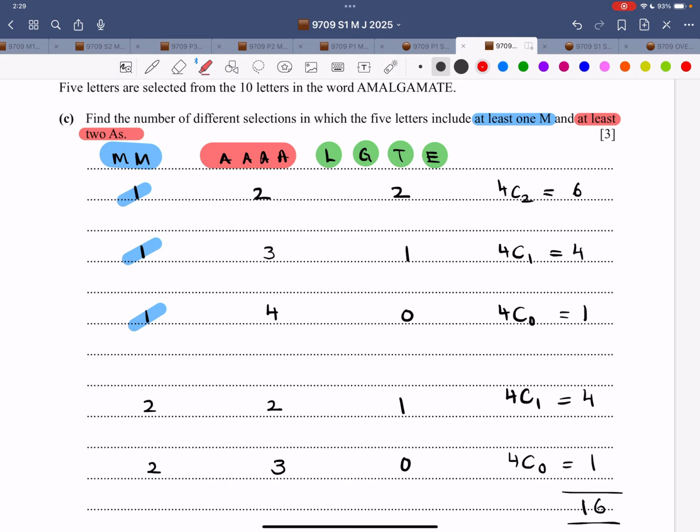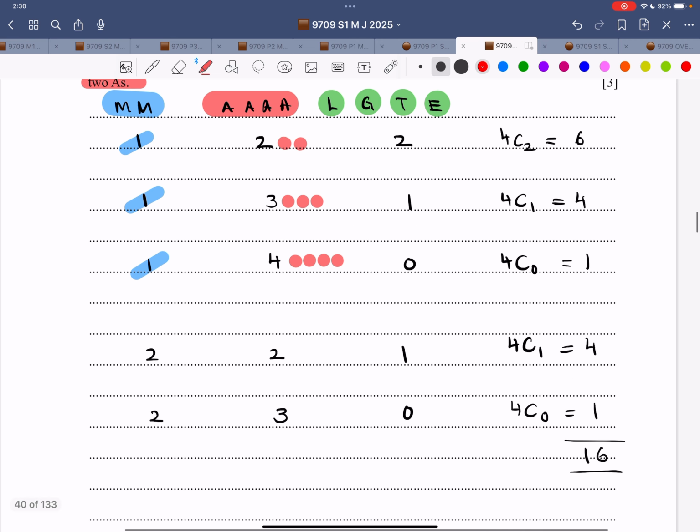So now what am I doing? I'm doing 2 A's or 3 A's or 4 A's. So that's how I'm changing it. Got the idea? Now let me focus on the rest a little bit later.